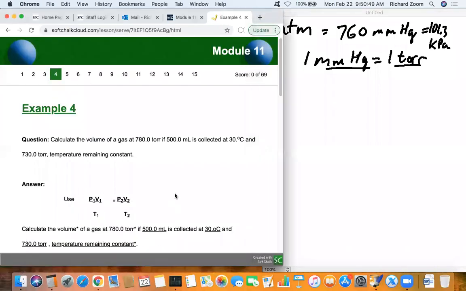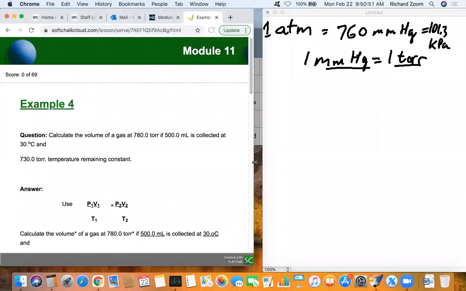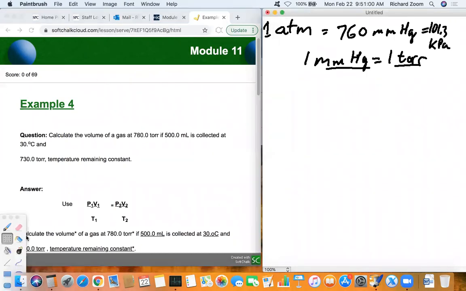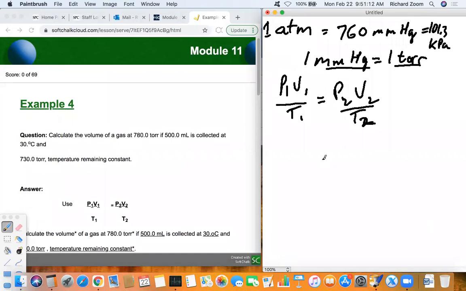So let's look at some examples now of what happens when we're using the combined gas law. Now, the combined gas law we went through earlier, and it's P1 V1 over T1 equals P2 V2 over T2. So what we're looking at here is 2 different sets of conditions.